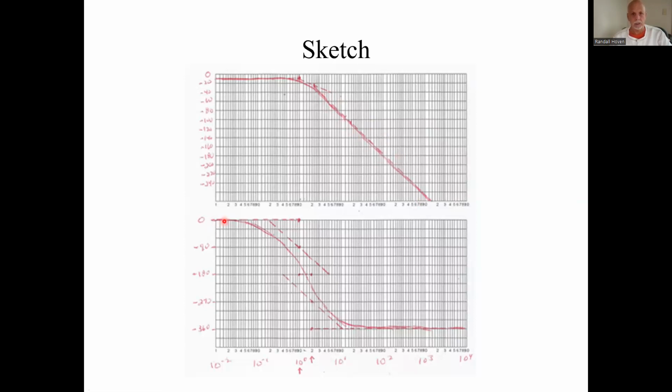On the phase, it starts at 0, goes to the first breakpoint, drops to minus 180, stays there till the next breakpoint, and drops down to minus 360, stays there forever. For the angled asymptote, take the midpoint of that first drop. 10 divided by 2 goes back to this 2. There's a point. There's a point. Draw the straight line. There we go.